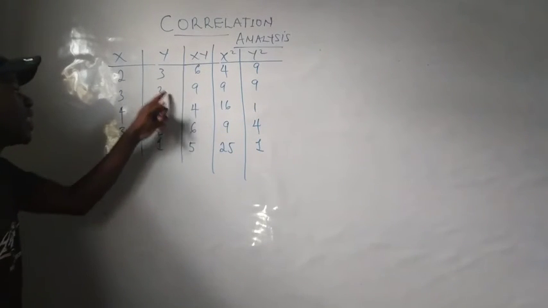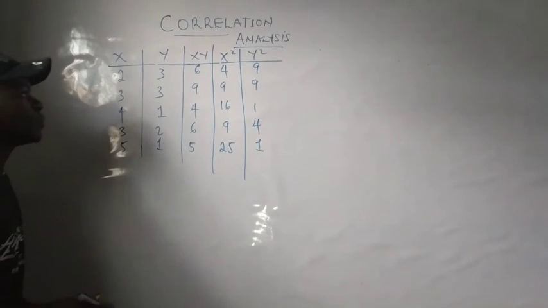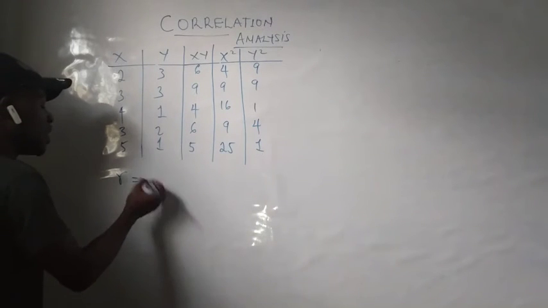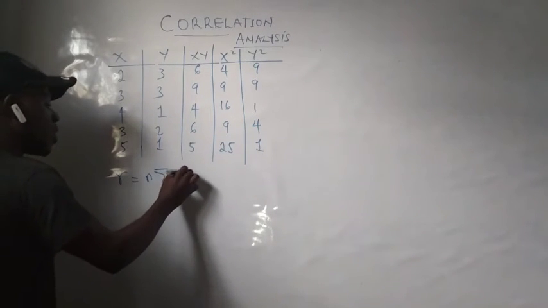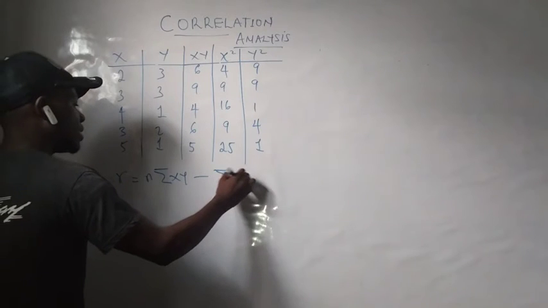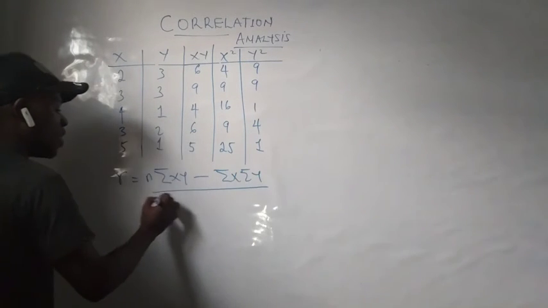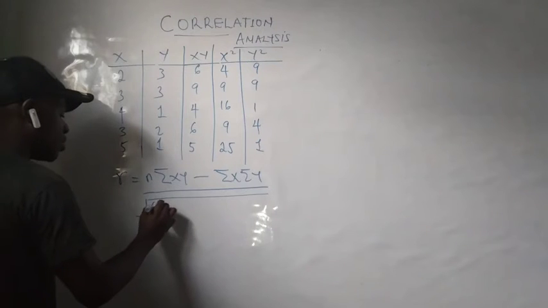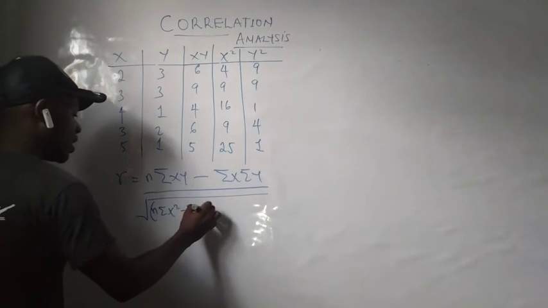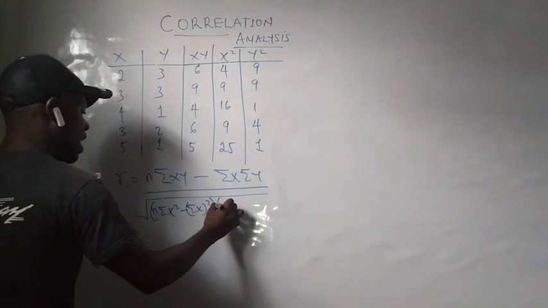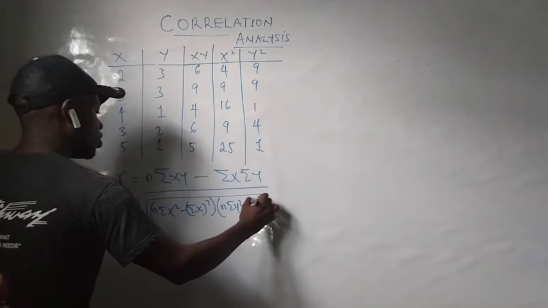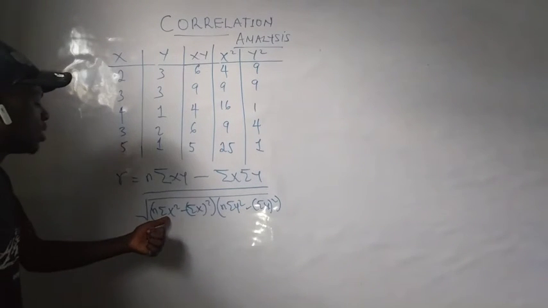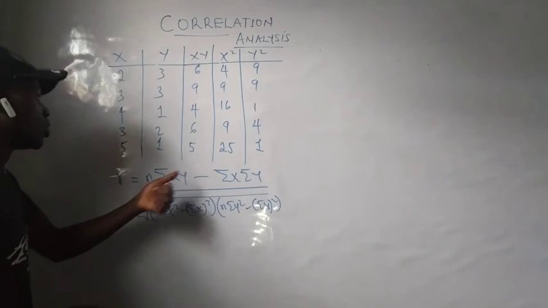That is squaring each entity in this place. That is what gives us our y squared. Then if you can perfectly recall our formula of r, which is given as n summation xy minus summation x summation y, all over the square root of n summation x squared minus summation x, all in bracket squared, and n summation y squared minus summation y, all in bracket squared. Then you can easily know that we still need the concept of the summation of x and y.